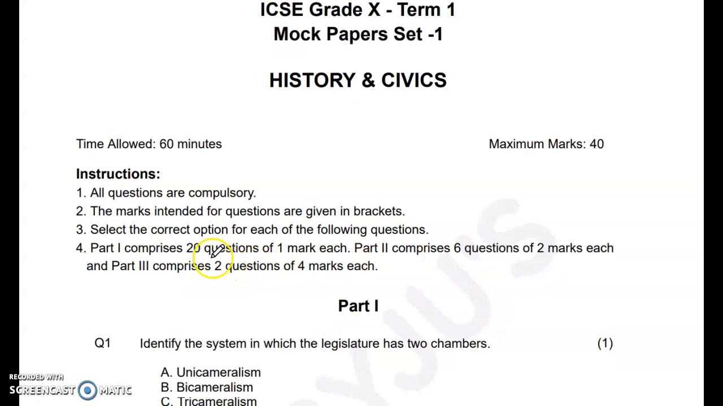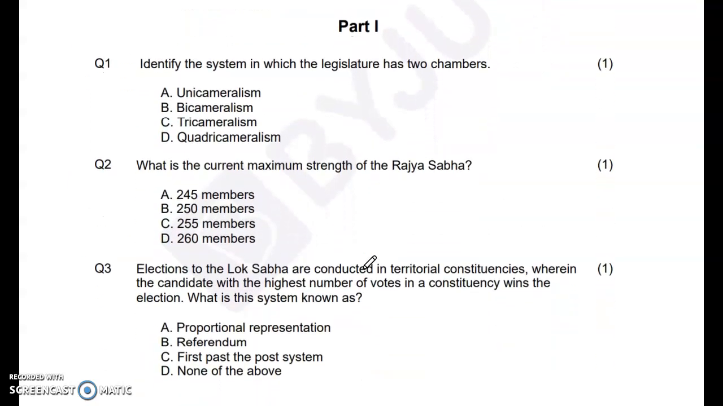Part 1 comprises 20 questions of 1 mark each. Part 2 comprises 6 questions of 2 marks each. And Part 3 comprises 2 questions of 4 marks each. Well, let me tell you that the board has changed this format. They'll be giving you 40 questions each of 1 mark. Here the format is slightly different, but still you can practice from it. We'll be starting with Part 1.